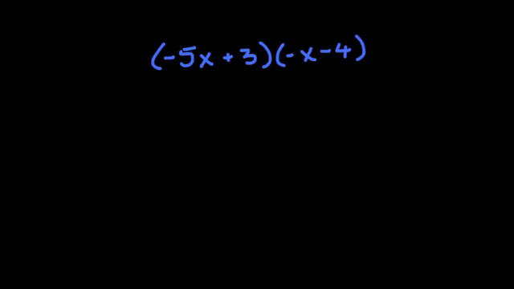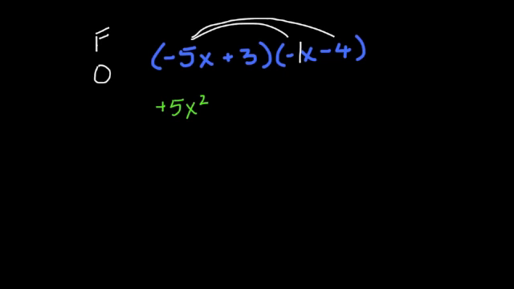All right, let's try it again. So again, we're going to start with our F, always, the first term in each parenthesis. In this case, that's negative 5x. And remember, this is technically a negative 1 in front of that x there. So negative 5x times negative 1x is actually going to give me a positive 5x squared. All right, from there we look at our outer terms, the O. So this is going to be negative 5x times negative 4. That would actually be a positive 20x.